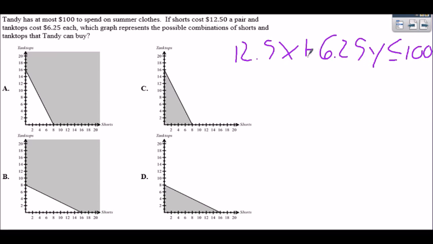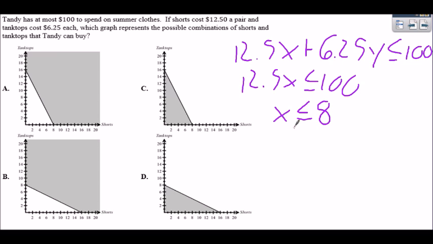So if I were to say I bought nothing but shorts, that means 0 tank tops, that means that at most shorts she could have is 8, which means that B is off the table because it stops at 16, and D is off the table. So then I look at A and C, and it says less than. Less than means shade under the line. So A can't be it. So it must be C.